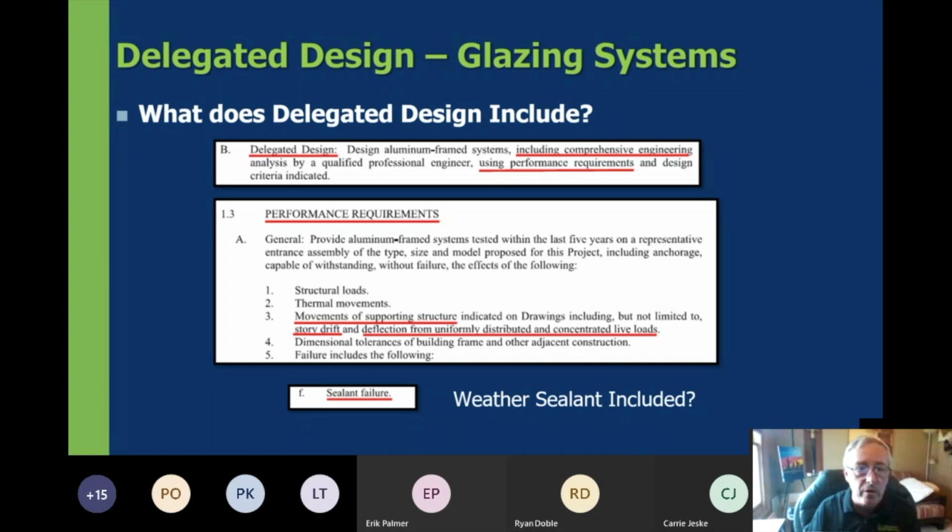And so we're required to look at structural loads in the design, thermal movements, but here's the big one: movements of supporting structures indicated in the drawings, including but not limited to story drift and deflection from uniformly distributed and concentrated live loads. This is the one that gets overlooked quite often in the delegated design that I want to bring your attention to.